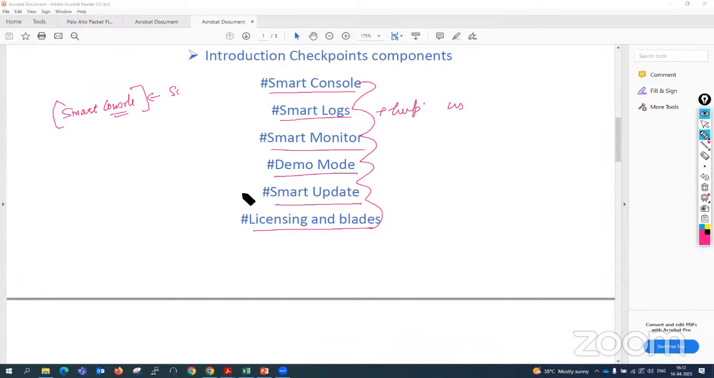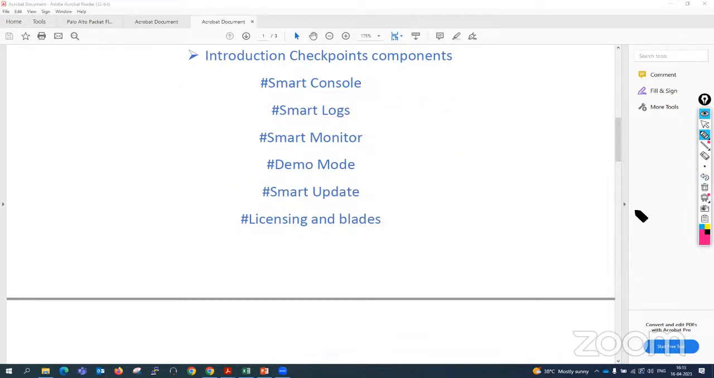If you talk about smart update, whenever you need to do the upgrade of the firewall, you will be needing this smart update. And this is the utility called CPUSE. With the help of CPUSE, you can upgrade the checkpoint firewall very easily. Otherwise, it's a saying in the industry that checkpoint firewall upgrade is one of the biggest nightmares for an engineer. But believe me, if you follow the CPUSE approach, it will be very easy for you.